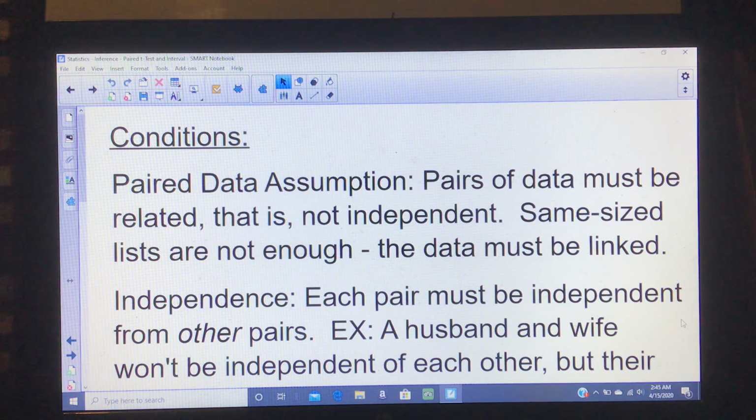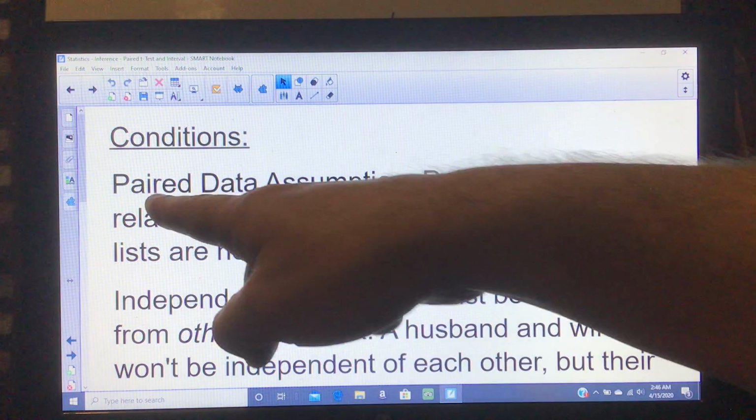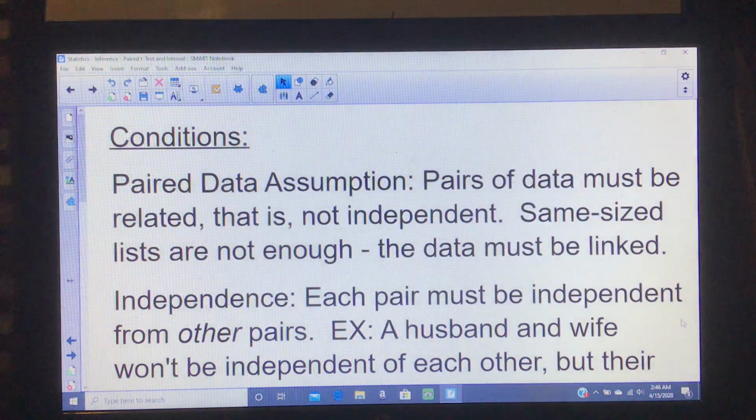Like with everything we do, we need the conditions met. Most of the conditions you'll be familiar with, but clearly when we did both two proportion procedures and two sample mean procedures, we always needed the independent groups condition. Now, the whole purpose of this procedure is not to have independent groups. So what if they're not independent? We replaced the independent groups condition, which we're obviously violating, with the paired data assumption. So this first condition is new.